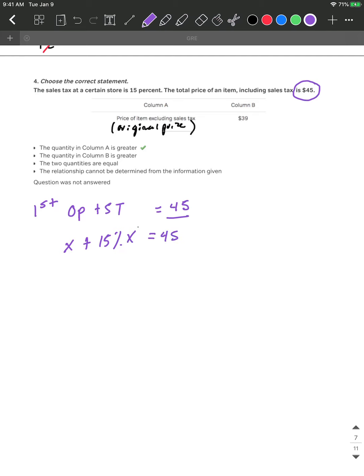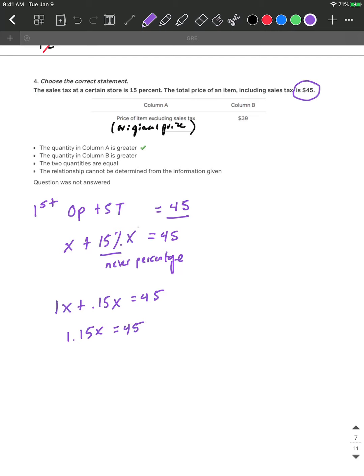We don't know the original price; we only know a piece of the sales tax. So first things first, we have to convert. You never want to work with percentages, always decimals. The easiest way is to move the decimal places or divide by 100, whichever you're more comfortable with. So we'll say x plus 0.15x gives us 45. Now we have two x's, in decimals. We know that this is like saying 1x, so we can combine these together to give us 1.15x is equal to 45.